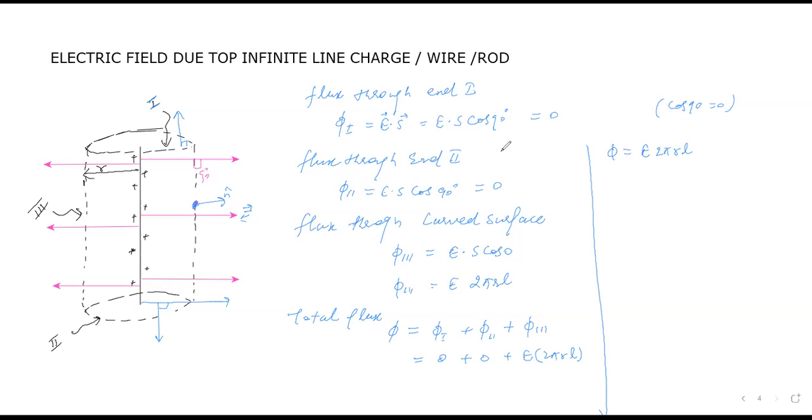Now, can anyone tell me which type of density is available here? It is linear charge density because the given body is in length only. So we can write lambda is equal to Q over L, or Q is equal to lambda into L.